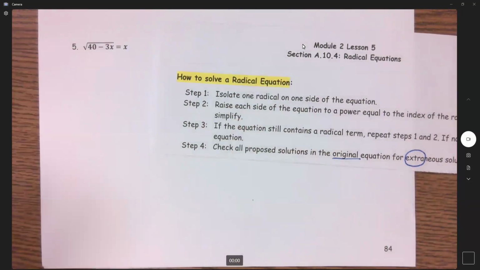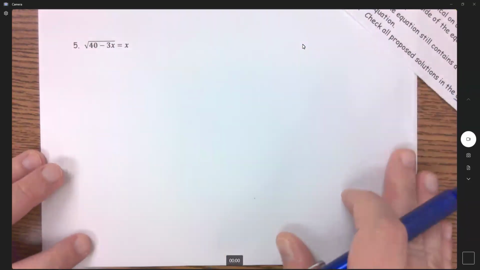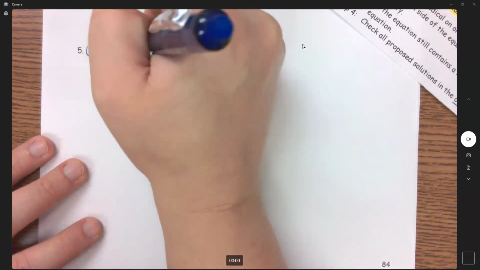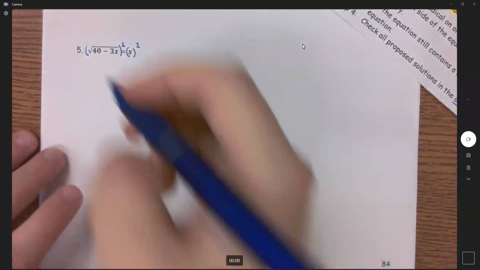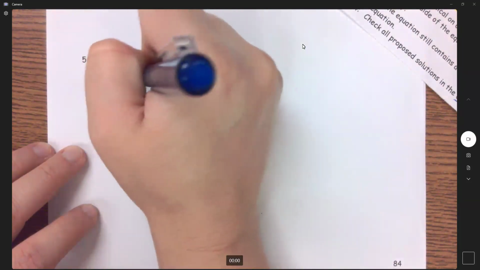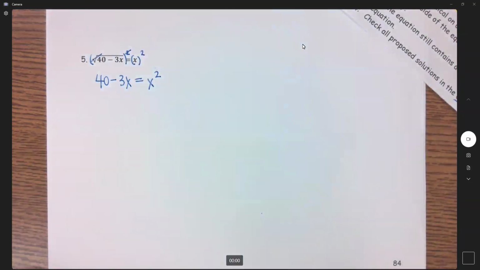So now we need to raise each side of the equation equal to the power. So this is a square root, so I am going to square both sides. On the side, the square root and square cancel each other out, leaving 40 minus 3x, and x squared is x squared. And the first 4, once I got rid of that radical, it left behind a linear equation.